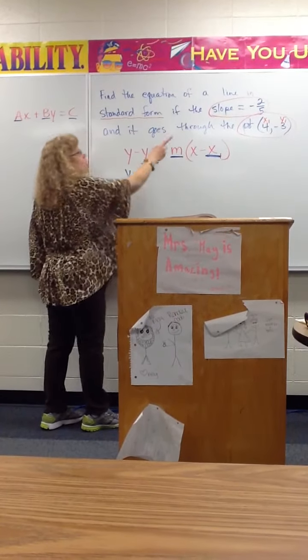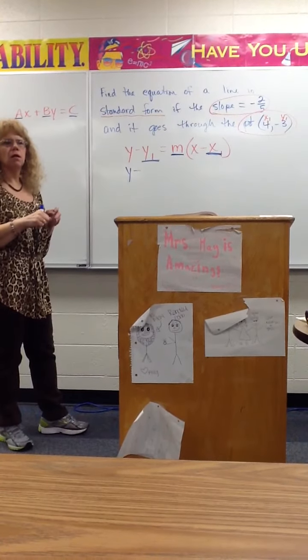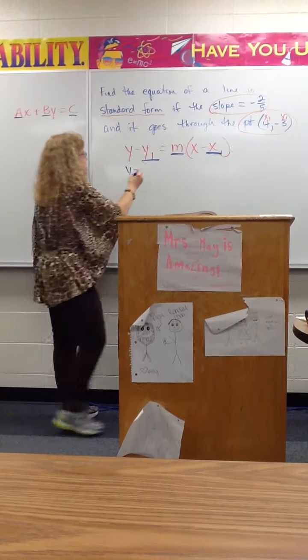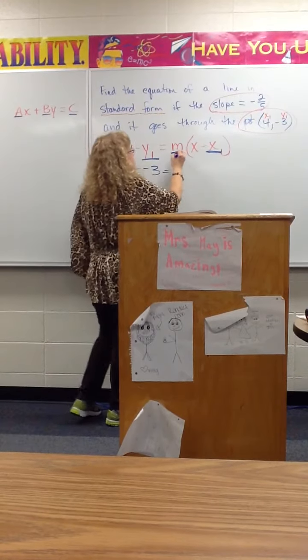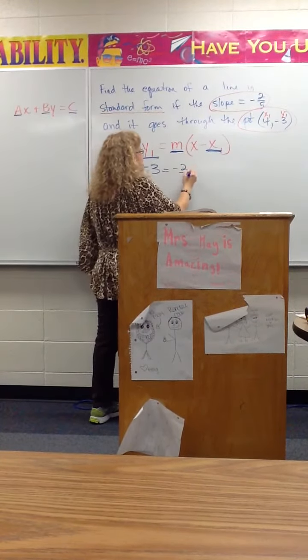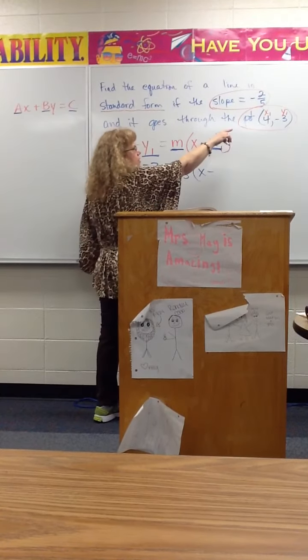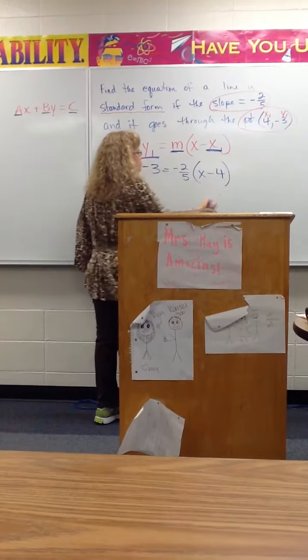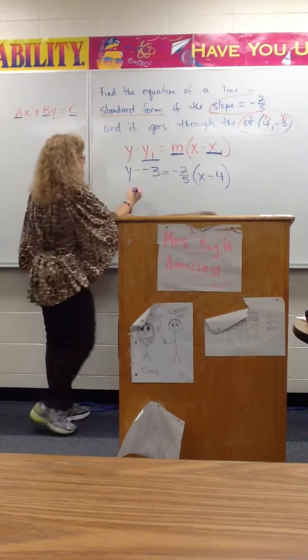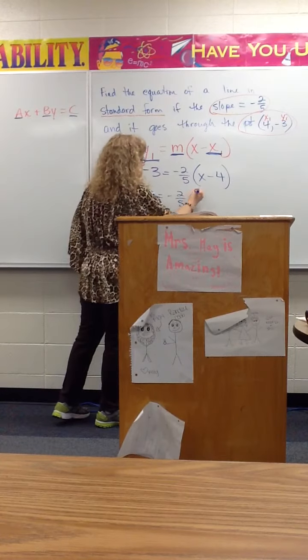y take away, what's y1? -3. -3 equals, what's m? The slope. -2/5 x take away, what's x1? Right. And so y plus 3 equals -2/5 times (x minus 4).